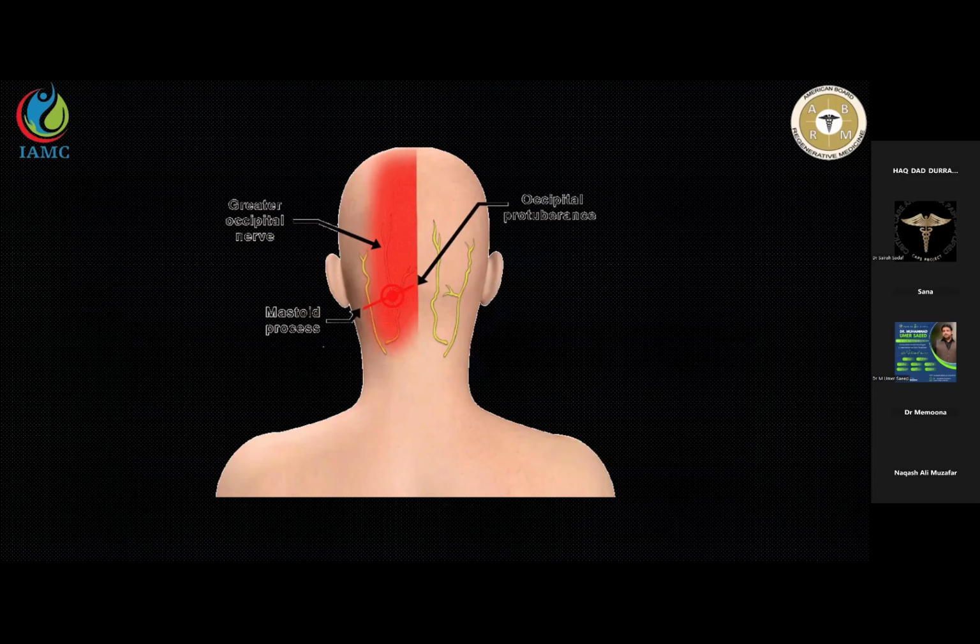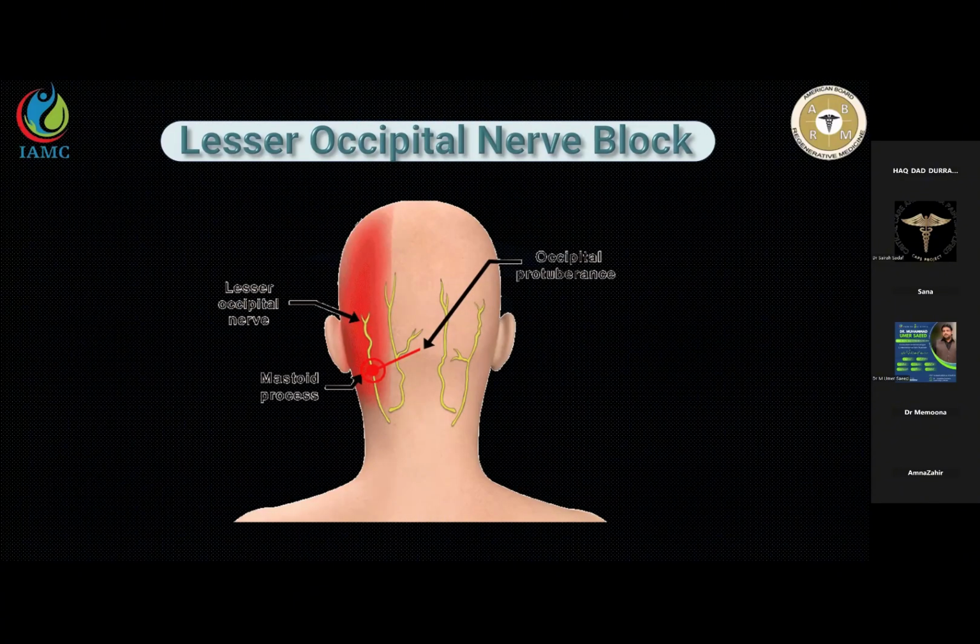And then there comes the lesser occipital nerve block. For the lesser occipital nerve block, you just extend your line towards the mastoid process, and in the second half, as we discussed before, first half, second half, there is the lesser occipital nerve. The target of the injection of the lesser occipital nerve is two-thirds of the midline between the occipital protuberance and the mastoid process.